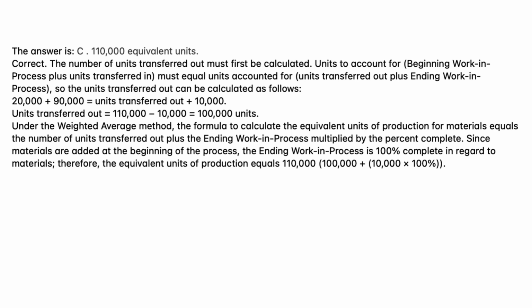Under the weighted average method, the formula to calculate the equivalent units of production for materials equals the number of units transferred out plus the ending work in process multiplied by the percent complete. Since materials are added at the beginning of the process, the ending work in process is 100% complete in regard to materials, therefore, the equivalent units of production equals 110,000, 100,000 plus 10,000 by 100%.